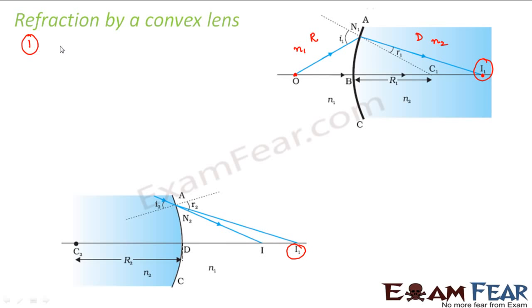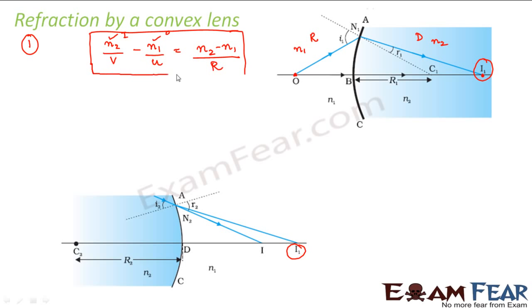Now let us concentrate on the first surface. We have already derived an expression for refraction by a spherical surface. What was that expression? It was N2 by V minus N1 by U is equal to N2 minus N1 by R. Where R was the radius of curvature of the spherical surface, N1 was the refractive index of the medium where the object is located, N2 was the refractive index of the medium where the image was located, and U and V were the object distance and image distance respectively. Now we will make use of this expression in this case.